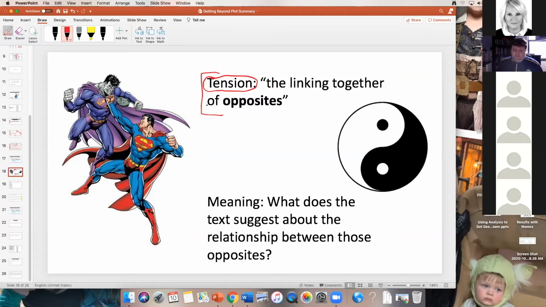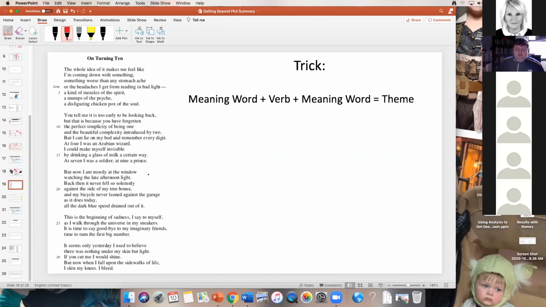And when we say opposites here, we mean opposite meaning words, okay? So if you can come up with one meaning word that this poem is about, you can come up with the other, okay? So here's a trick that I learned. Again, this was the person that taught me how to teach AP Lit. They said a good brainstorming method is meaning word plus verb or verb phrase plus meaning word equals theme. Now that's tricky. I'll show you what I mean by that.